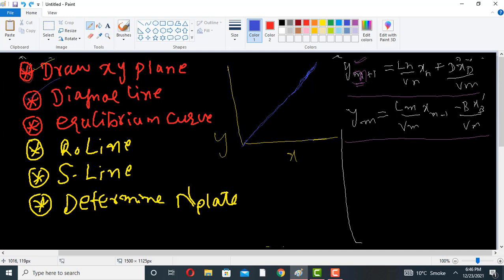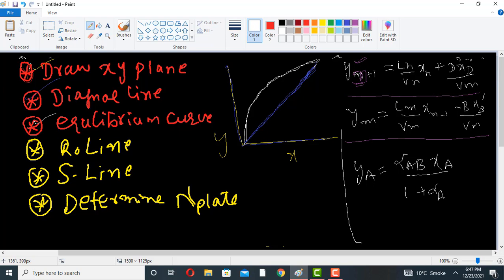First of all, we plot the xy plane. Then draw the diagonal line, this line. Then draw the equilibrium curve. Now this equilibrium curve is obtained from the equilibrium data or from the relative volatility relation. What will be the relative volatility relation? It will be YA is equal to the relative volatility of AB into XA divided by 1 plus relative volatility of AB into, in brackets, alpha minus 1 into XA. So this will be the relation. This is the XA, and this is the YA.